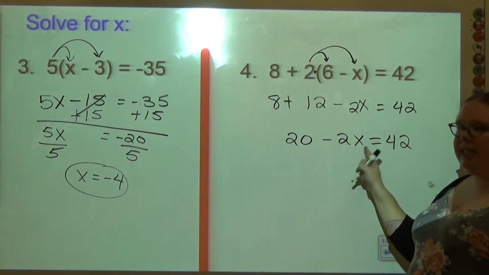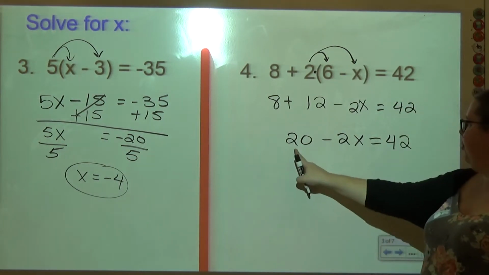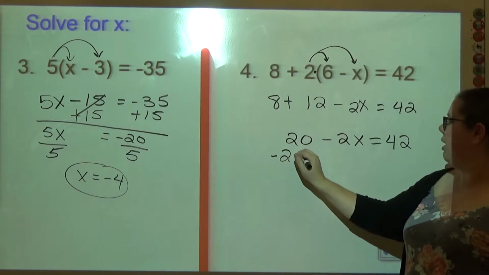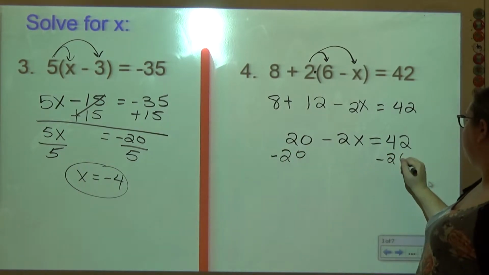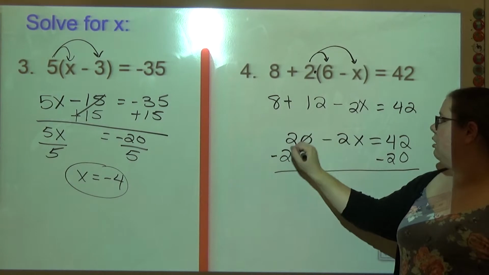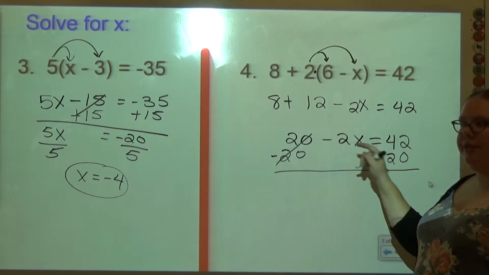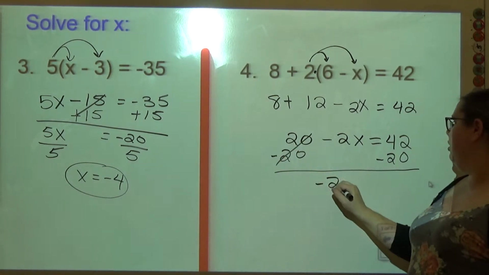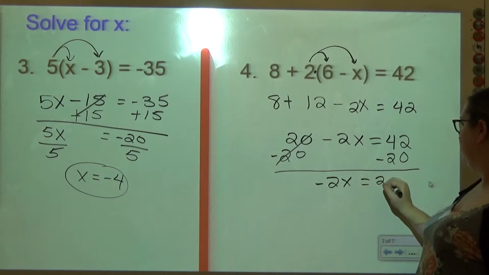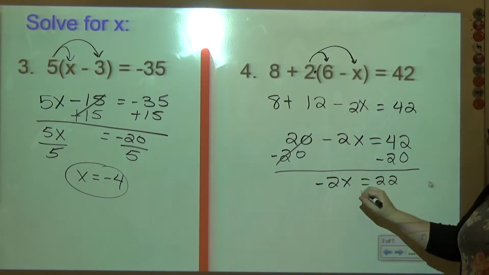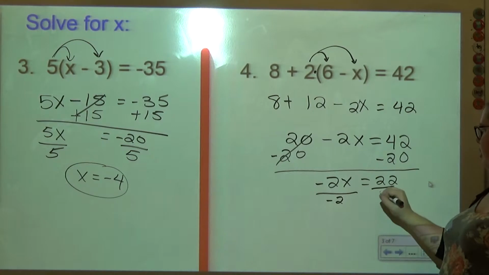To get the x by itself, add and subtract first. We're going to move that 20. Minus 20, minus 20. That negative is in front of the 2, it doesn't go anywhere. And then finally divide by the coefficient.